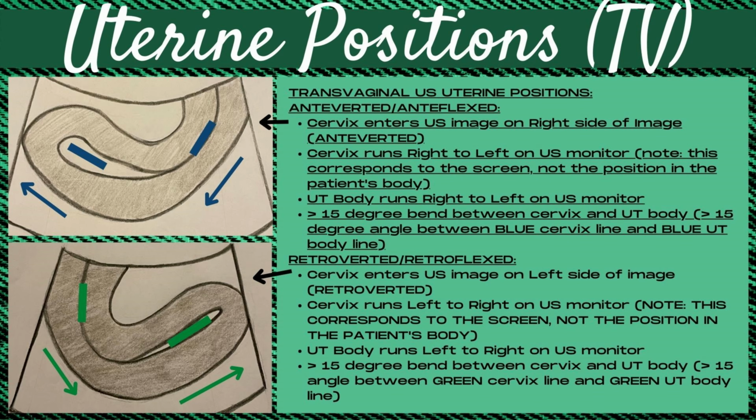The green arrow underneath the cervix and the green arrow underneath the body of the uterus both run the same direction on the ultrasound image. There's a greater than 15-degree bend between the cervix and the body of the uterus, and this is demonstrated by the green lines. The green line in the cervix and the green line in the body of the uterus have a greater than 15-degree angle between the two lines.